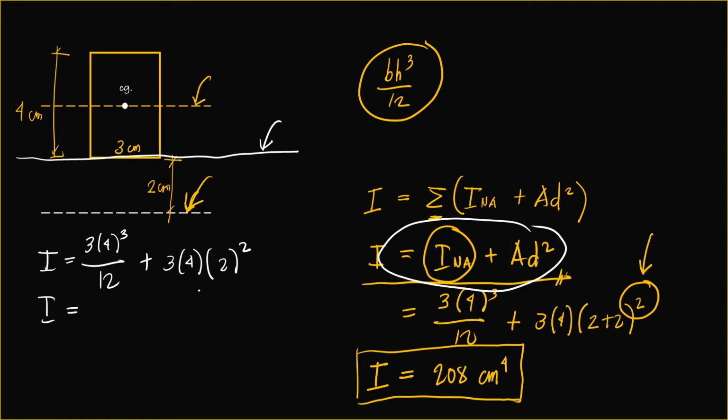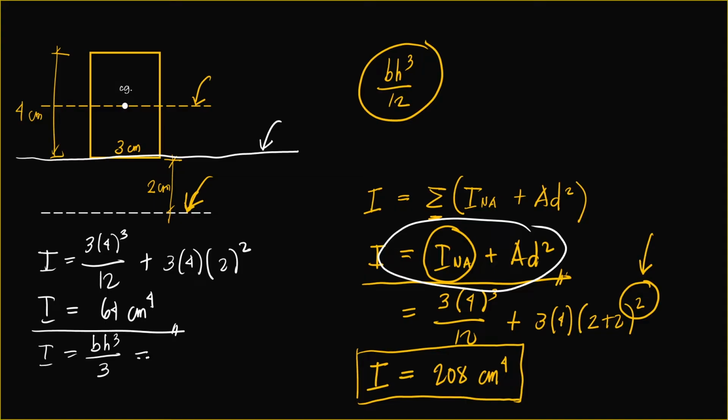The answer is? 64. 64, sir. This is in centimeter raised to 4. So this is the answer. Or you can also use the formula for the moment of inertia with respect to the axis at the base of a rectangle. The formula is BH cubed over 3.